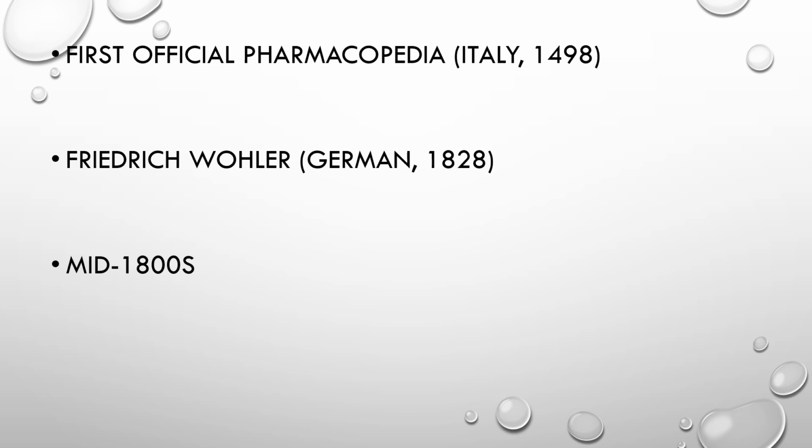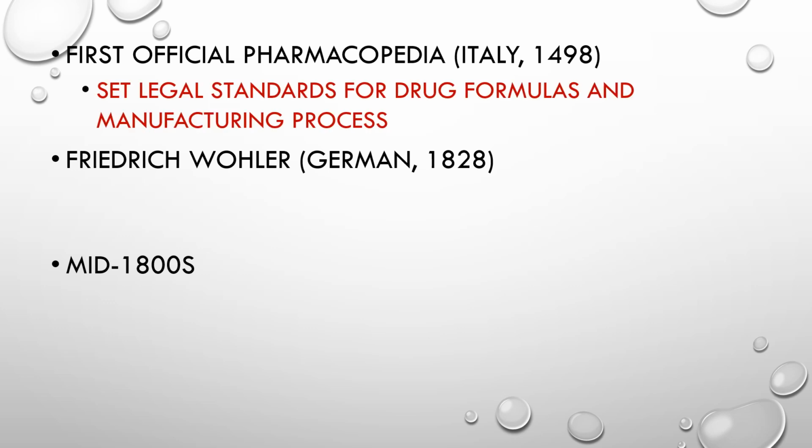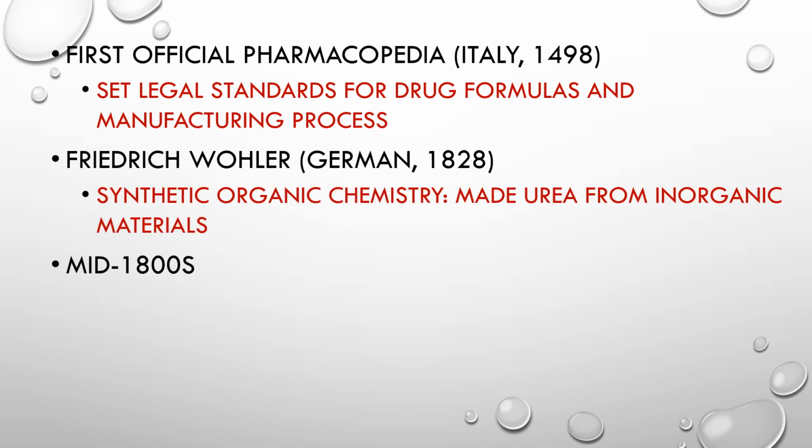So the first official pharmacopoeia, kind of like an encyclopedia for drugs, was produced in 1498 in Italy. So this was a set of legal standards for preparing drugs and also for manufacturing them. Then in 1828, in Germany, Friedrich Wöhler produced the first synthetic drug, which was urea, made from organic materials. So before this time, really everything was natural. It was just using things that were available, mainly, again, herbs, plants, but different minerals. So this was the first synthetic drug, and it was urea in the 1800s.